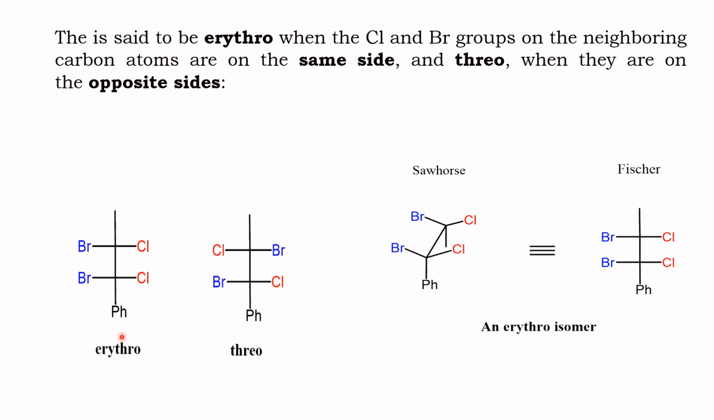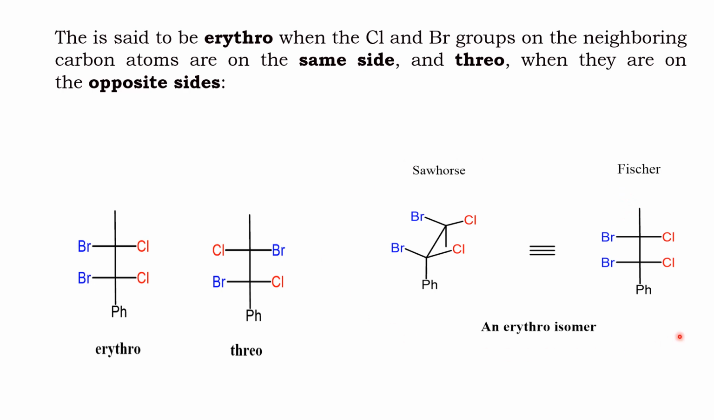See here, erythro and threo. I have another example. This is an erythro molecule. Why? Because these two are the asymmetric carbon atoms, and in them the chlorines are on the same side. Same side, so it is an erythro molecule. See the second example. The chlorines are on the opposite side. Opposite side, hence it is a threo isomer. You got it?